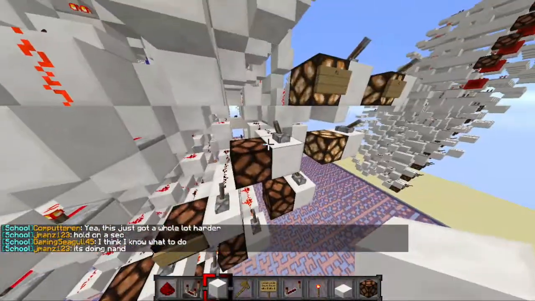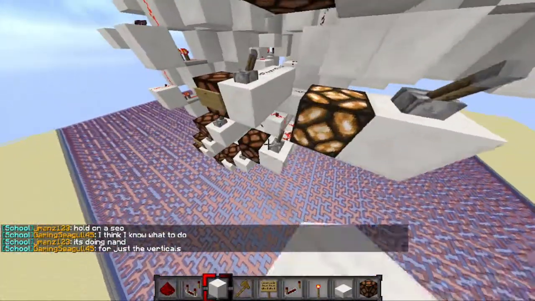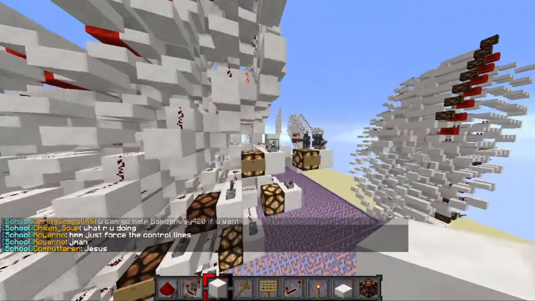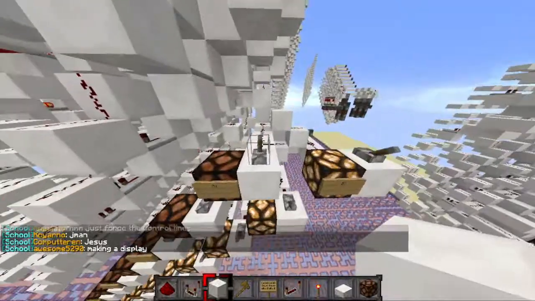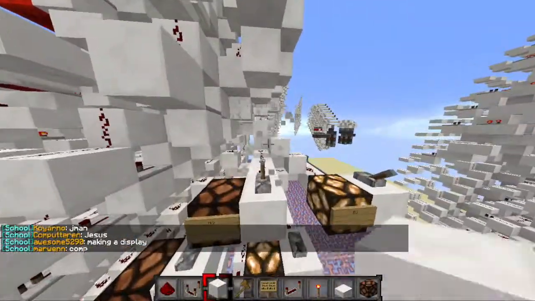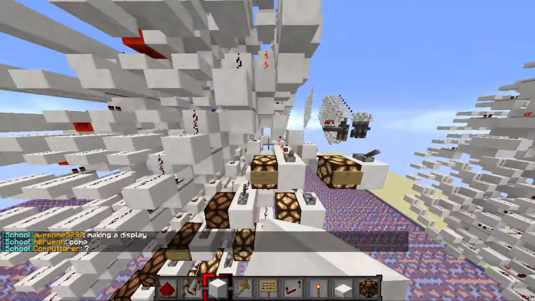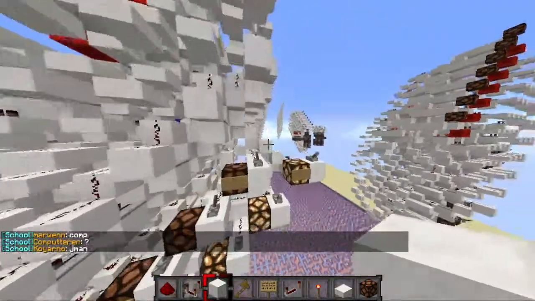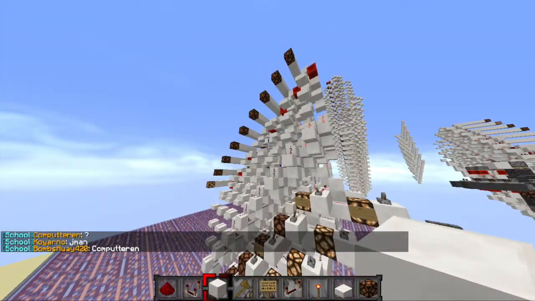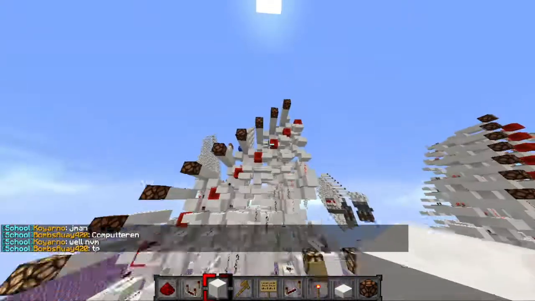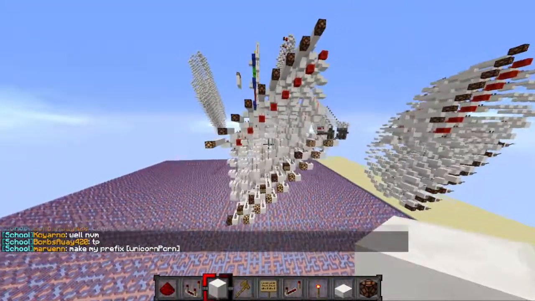Alright, so now I'm just going to do a carry out to show that every bit of this functions correctly. So if I flip this off, you can see that at the same time everything turns off. There's a bit of a delay with redstone lamps, so you should see stuff turns on before it turns off, but that's fine because that's just the way redstone lamps work. So yeah, that's it.